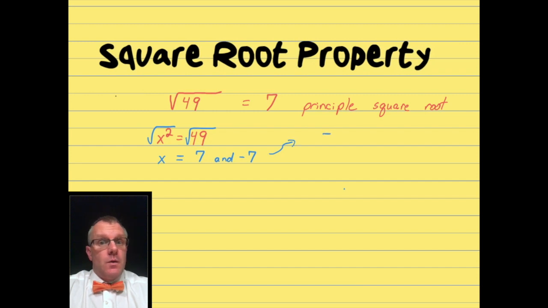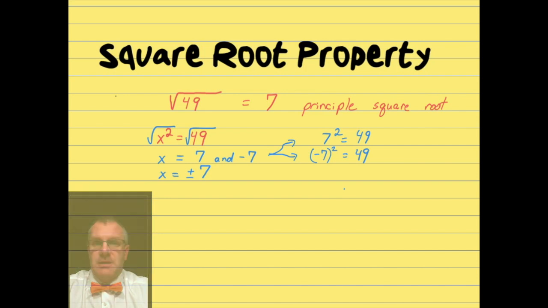Because 7 squared is 49, and negative 7 squared is also 49. So we have to consider positive and negative 7. The typical conventions of math: we write it as x equals plus or minus 7.